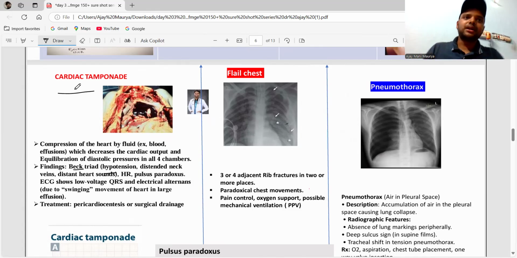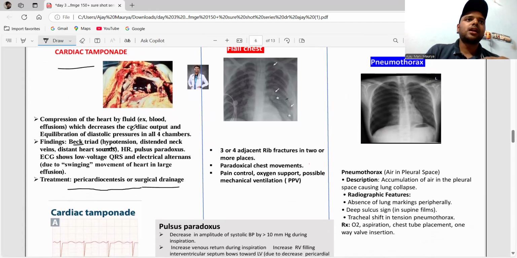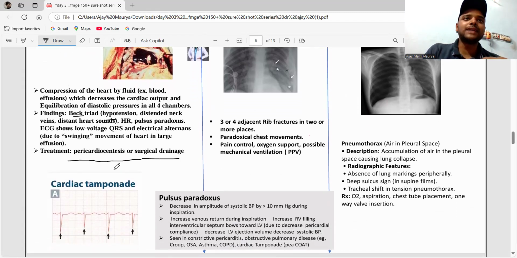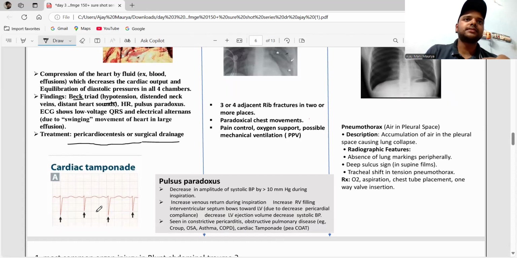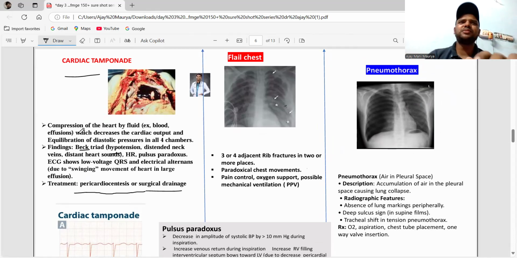Due to what? Compression of the heart by fluid. If there is an effusion, guys, there is compression of the heart. That's why there is hypotension, distended neck veins, and decreased heart sounds. It also follows pulsus paradoxus. Treatment is pericardiocentesis or surgical drainage. ECG shows low voltage QRS and electrical alternans, a swinging QRS. Just remember the triad: hypotension, distended neck veins, decreased heart sounds. This is more important.